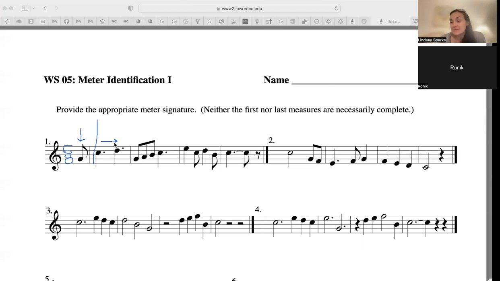So yeah, 6/8 in that one. That's how we decide that. The second one looks similar, but the macro beat is a little bit different. We don't have dotted notes anymore. We've got just regular quarters.